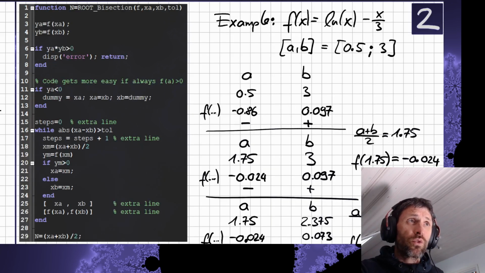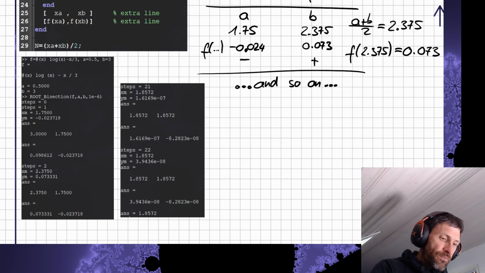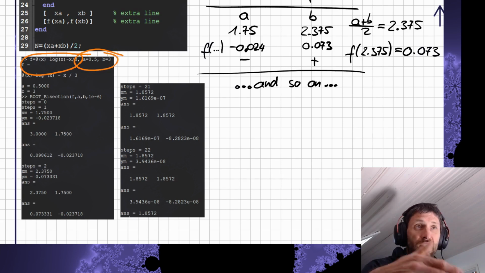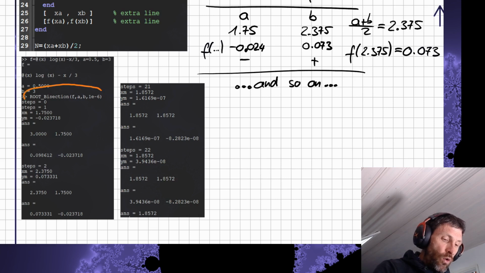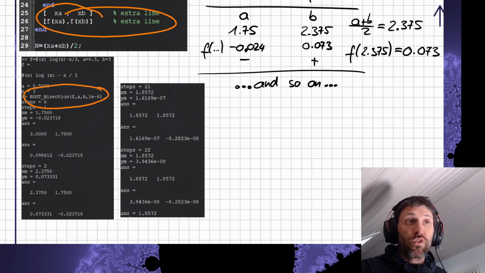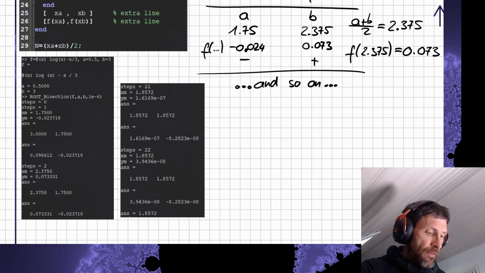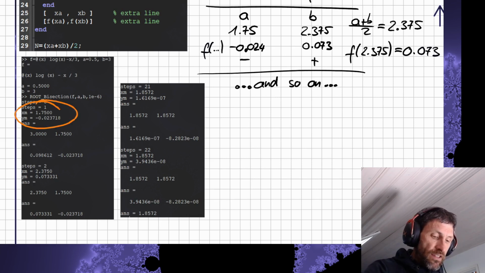Okay, we can also do the following. We can call MATLAB with that. So this is the function, this is the a and b we are starting with, and then we call root bisection. I inserted some extra lines that we get information on the screen what's going on, and so we calculate the midpoint and so on.